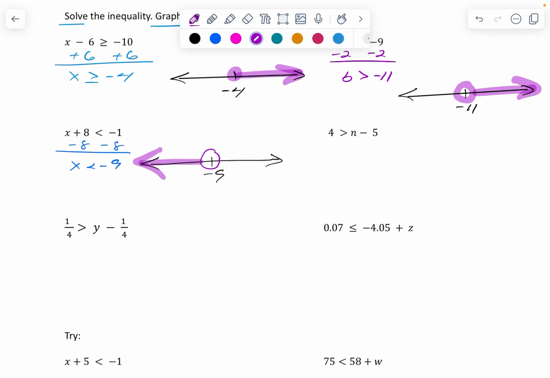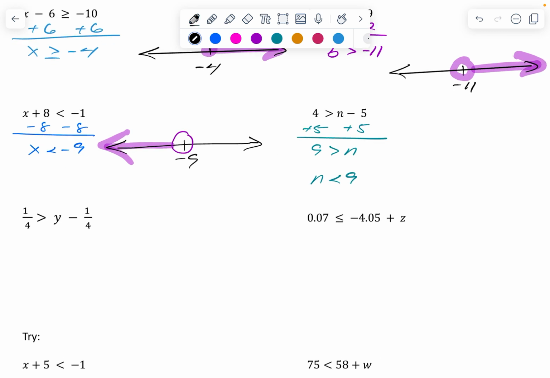For this next one, it's not the order I like. We're going to add 5 to both sides. We'll start by doing that. 9 greater than n. But I want to rewrite it so it's n less than 9. Notice it's still pointing at the n. The big part's at the 9. So rewrite it so that we graph it correctly. So we have 9. And now when we go to graph, open circle at the 9 and then less than.